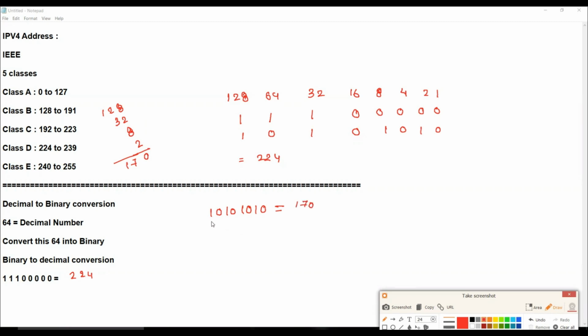So similar concept. If you take any binary number, just place it into the respective bit position values, and add the values which are on the higher side. Just add the high bit values, and you get the respective decimal number.